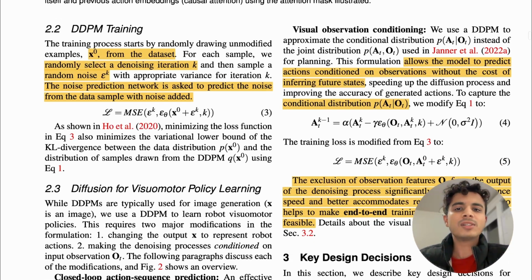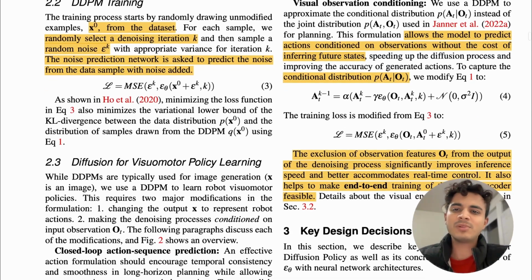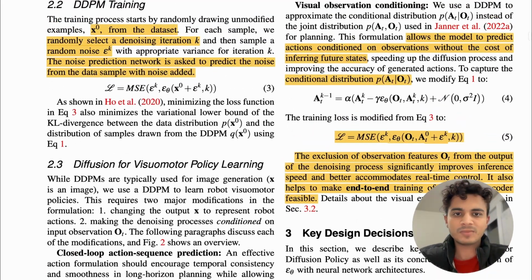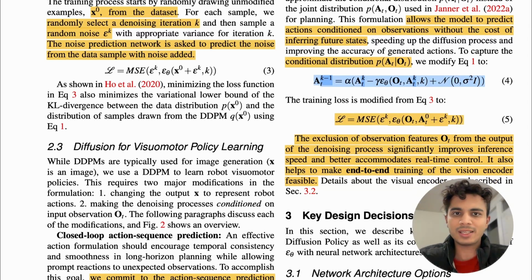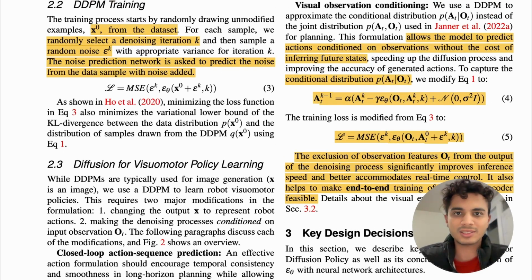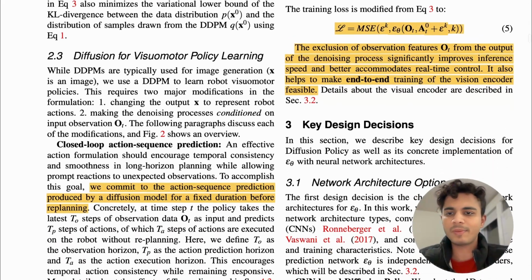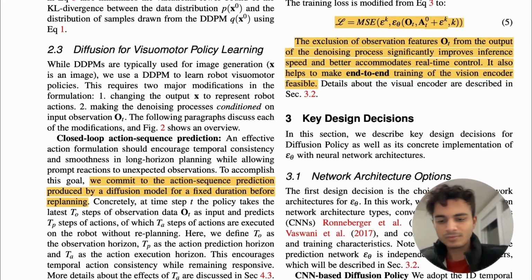The noise prediction network is asked to predict the noise from the data sample with noise added. So this is what they're using as the loss function initially, but then they modify it to this. This is what they finally use. I think I should highlight this. This is important. Of course, if you want to implement this, then implementing these functions is also very important. So that's why I'm trying to highlight this. I will be implementing them later on.